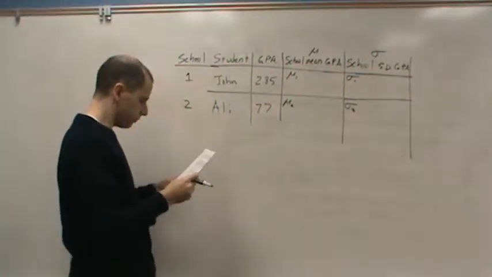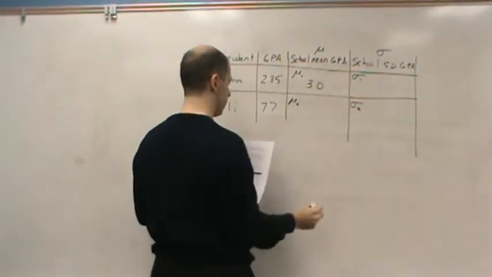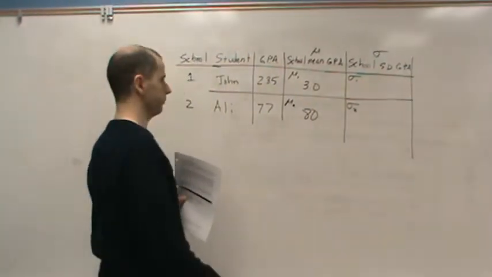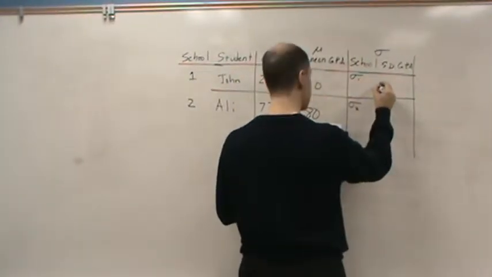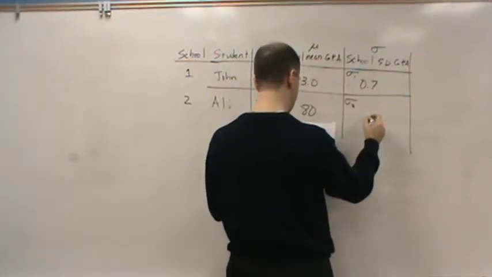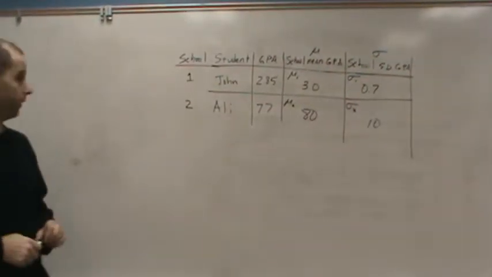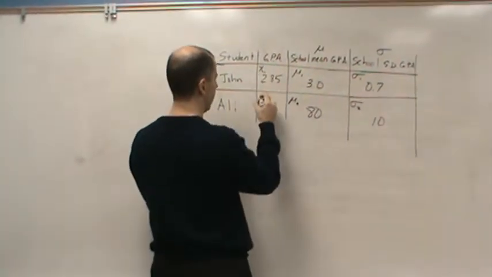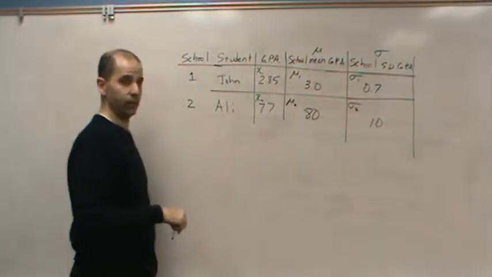And so what's the mean GPA for this school? Well, let's say it's 3.0. And the mean for this school, based on its scale, is 80. Let's say the standard deviation for this school is 0.7, and the standard deviation for this school is 10. Now, looking at these two observed values, these are x1 and x2. This is John's GPA, and this is Ali's GPA.